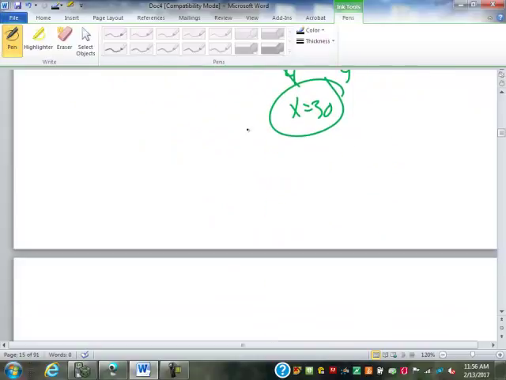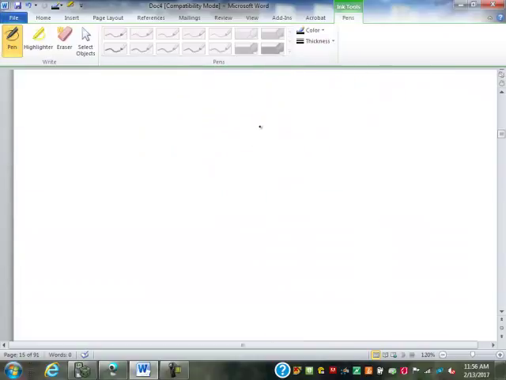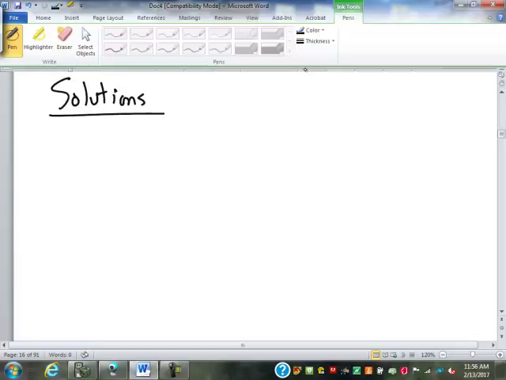Okay, now for this class, we're going to focus on what's called mixture problems. So we're going to start out talking about solutions. Solutions are just a form of a mixture where one substance is dissolved into another. And a solution always has two parts. There's a solvent. The solvent is generally the larger of the two.